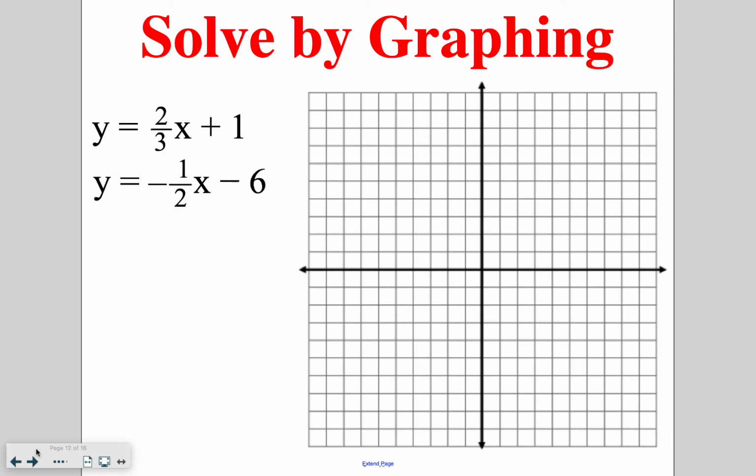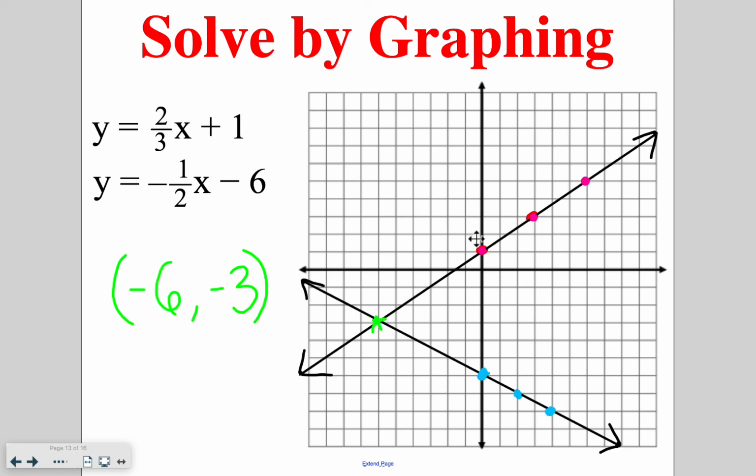Go ahead and try this one on your own. So we have our first coordinate at (1, 0), up 2 and over 3, up 2 and over 3. Our second y-intercept at (0, -6), down 1 and over 2, down 1 and over 2. As you are going through, you find that those lines intersect at (-6, -3).